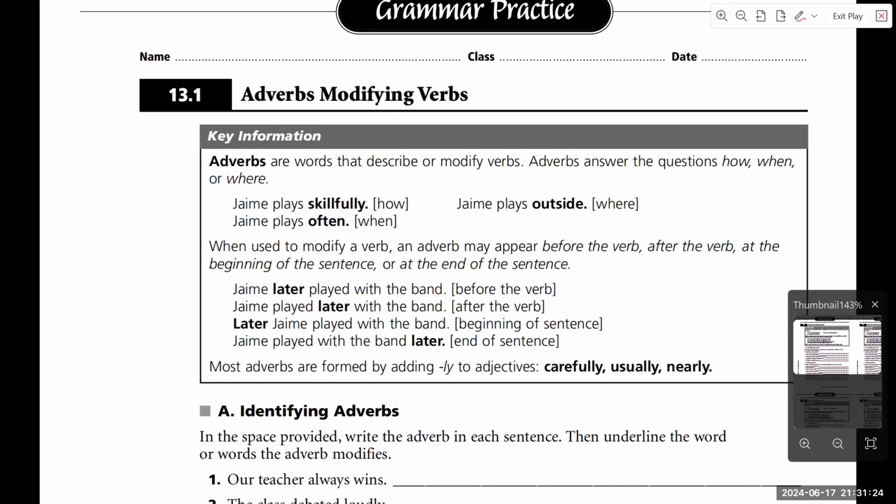Let's have here, for when: often, later, next, like time. For how, like how they did it: skillfully, gracefully, quickly, and others, usually ending with ly. And for where, that's very easy: outside, inside, on the top, and others.